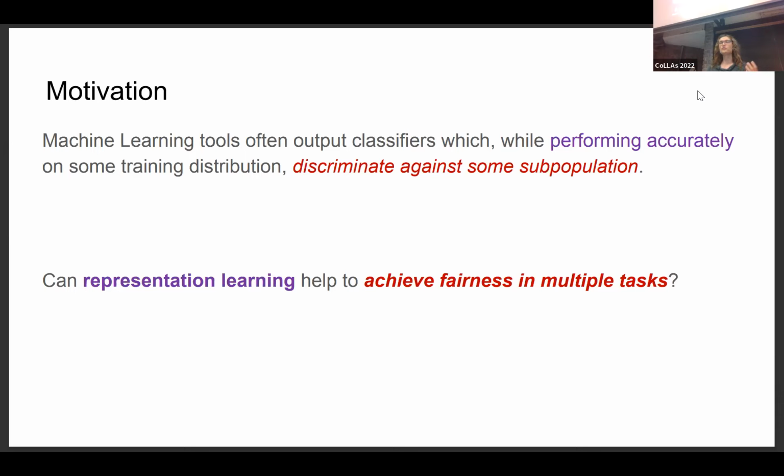There have been many different tools proposed to deal with this issue, and one of them has been representation learning. Representations are, of course, very nice for machine learners because one can hope that they can be reused for different tasks.